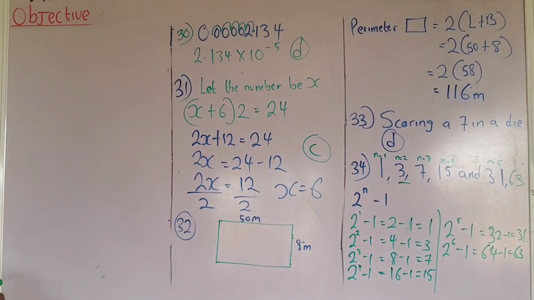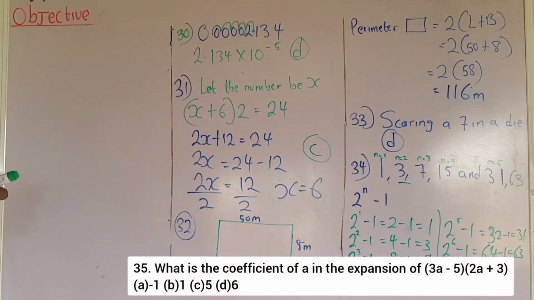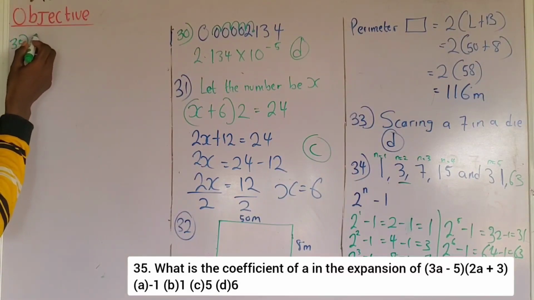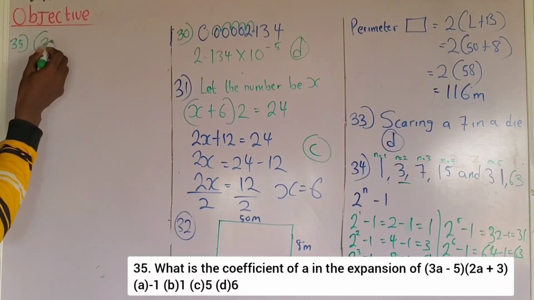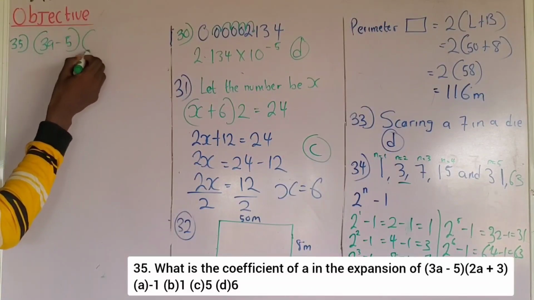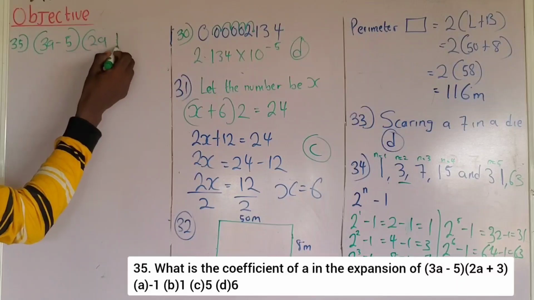Okay. So let us proceed to question 35. What is the coefficient of A in the expansion of 3A minus 5 and 2A plus 3? Question 35. What is the coefficient of A in the expansion of 3A minus 5 and 2A plus 3?